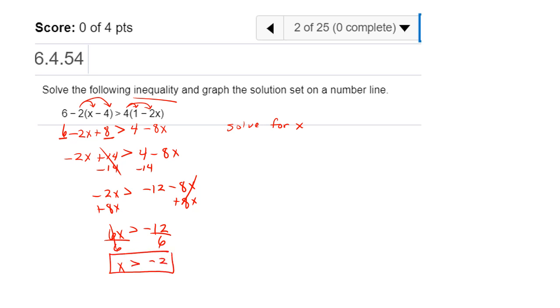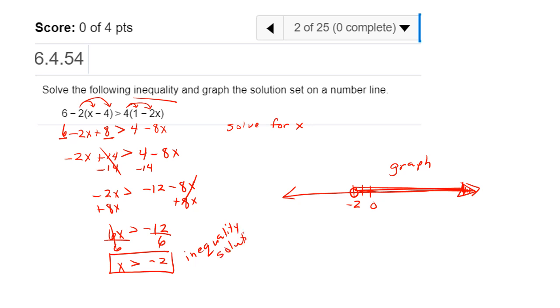Now that is the solution, but you're going to also be asked to graph that. So when you look at this graphically, I go over here to negative 2, and it would be an open circle because it's greater than, not greater than or equal to. So I put an open circle on the negative 2, and if it's greater than, that's shaded to the right. Now this is the graph of the solution. You already have the inequality solution. And if you're asked for the interval solution, that would be parentheses negative 2 comma infinity.